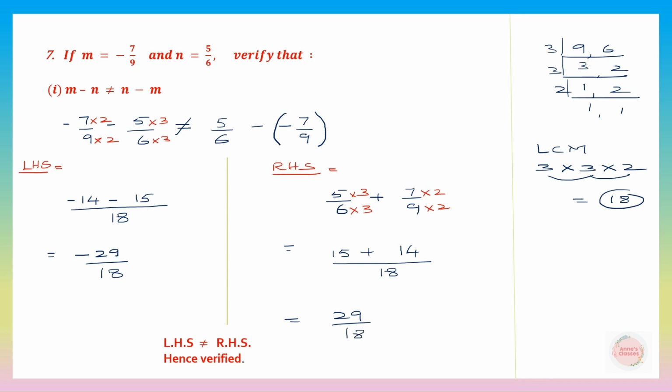So here what do we have? Here on the left hand side we have minus 29 by 18. On the right we have 29 by 18, and we know that the left hand side, as you can see, is not equal to the right hand side. So we have verified left hand side is not equal to the right hand side, hence verified.